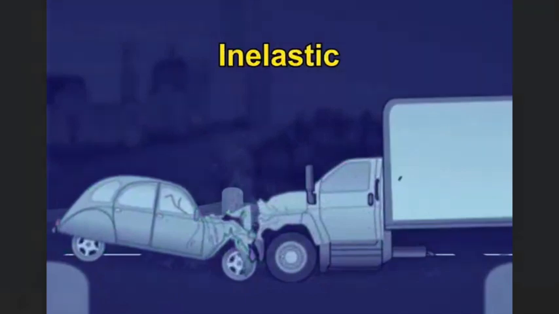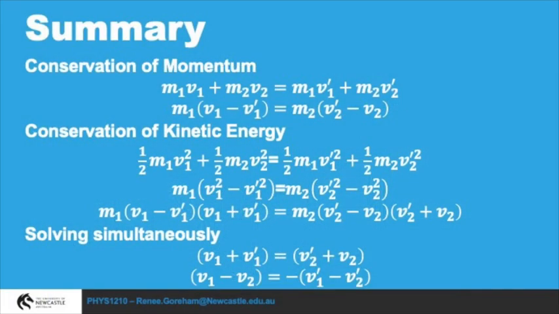So now let's review the summary of the equations here. Here we have the conservation of momentum equations for multiple objects within a collision. We also have the conservation of kinetic energy, and we can use both of these and solve simultaneously.